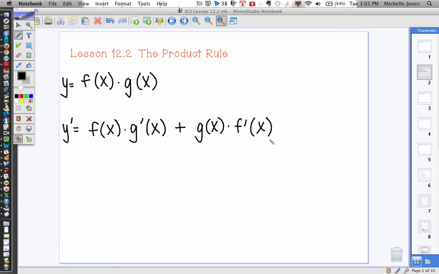Now of course you're adding these together, so order doesn't really matter here. You could switch them. You could put g times f prime on this side and f times g prime on that side. It doesn't matter because you're adding your final answers. So that is our definition for product rule.